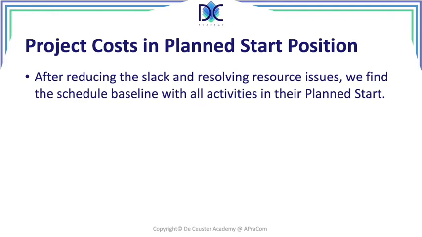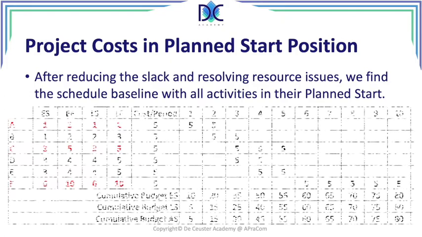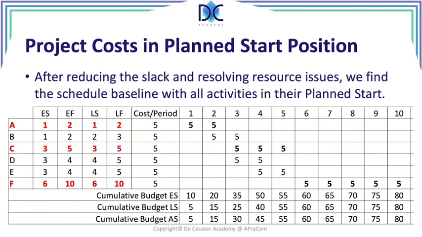All these things together is basically leading to the schedule baseline, and it gives us the planned start and finish times of all the activities. And that's what we have here. So now we have some changes here. Activity B is starting at a different position. It's somewhere between the early start and the late start. The other thing we have is the activity E, which we changed also.